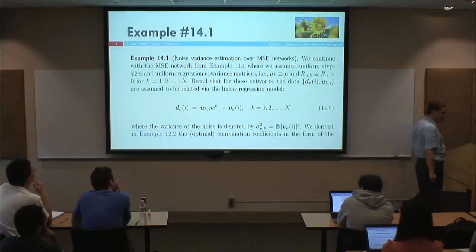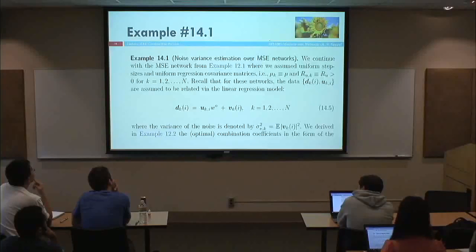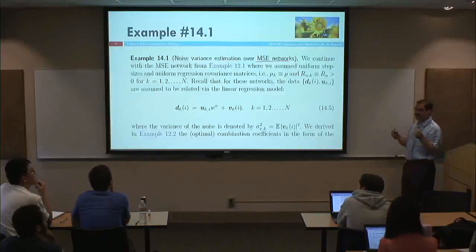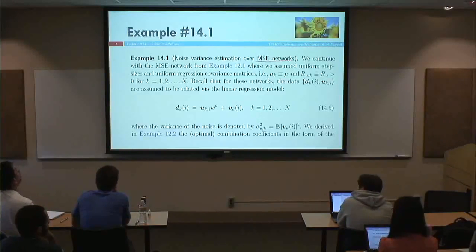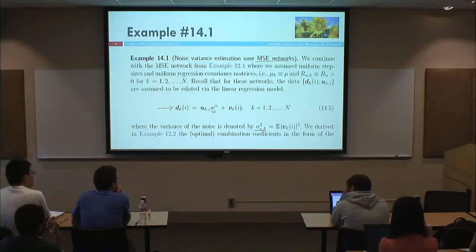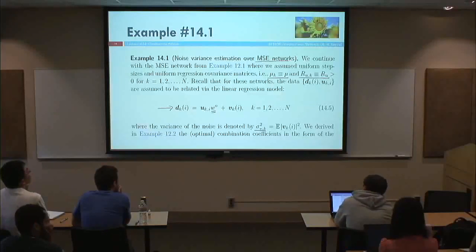So this is an example in the context of mean square error networks, okay? So you have a collection of n agents. Each one of them is receiving data at agent k that satisfies this linear regression model, and the unknown is omega 0 across all agents, fine? And the noise power at agent k is sigma v squared, and I'm assuming here that the step sizes are uniform across the agents, and the signal power is uniform across the agents, fine? This is just a simple mean square error problem, okay?